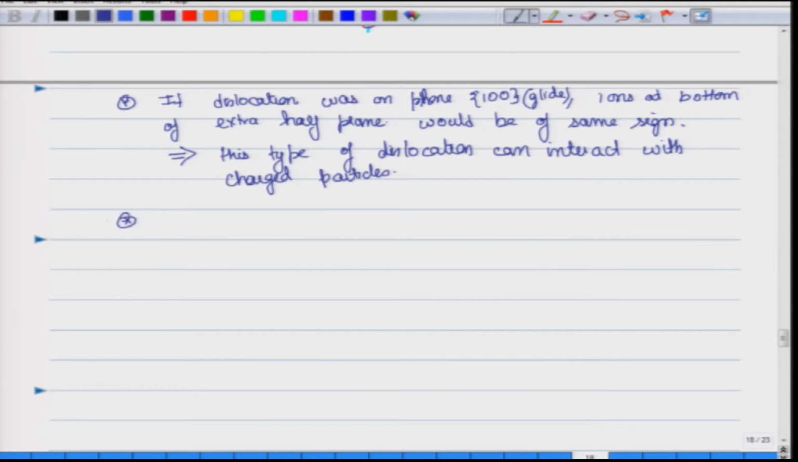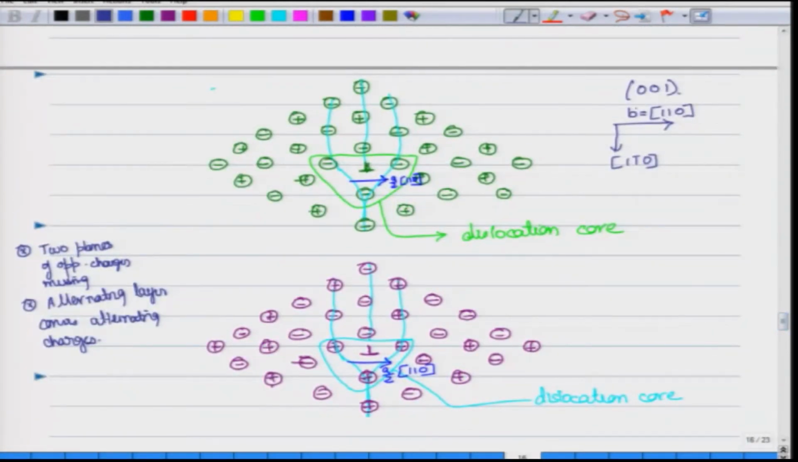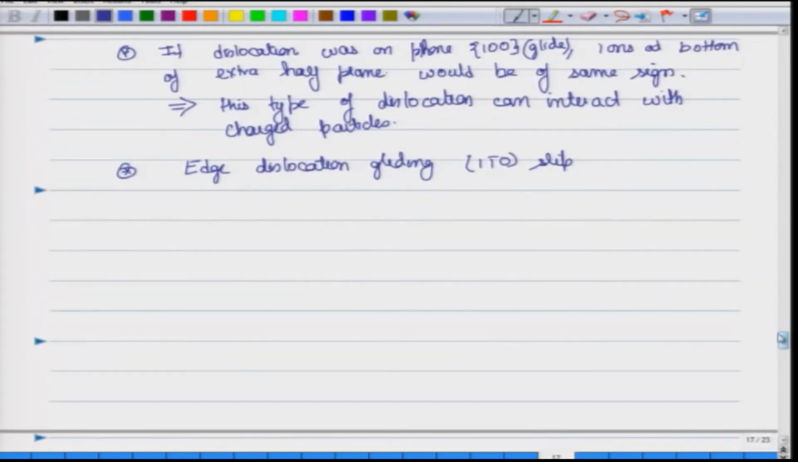Few more things about the edge dislocation. For an edge dislocation gliding on a 1 bar 1 0 slip, which is this one, the plane is 1 bar 1 0 and the Burgers vector is 1 1 0. When the edge dislocation is gliding on a plane like this, the one that I just drew, there are a few more things we can say.